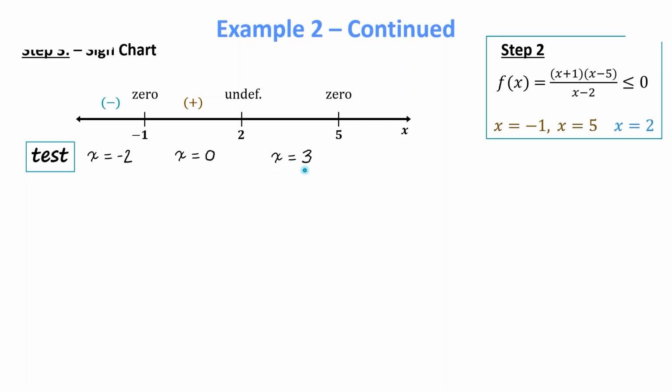If I substitute this into f of x, we end up with another negative value, so I indicate this with a negative sign. And in the final interval between 5 and positive infinity, I've picked the value x equals 6. We substitute this value into the function f of x, and that gives us another positive sign. And now we have a completed sign chart. So we can move on to step 4, which is to find the solution of the original inequality.